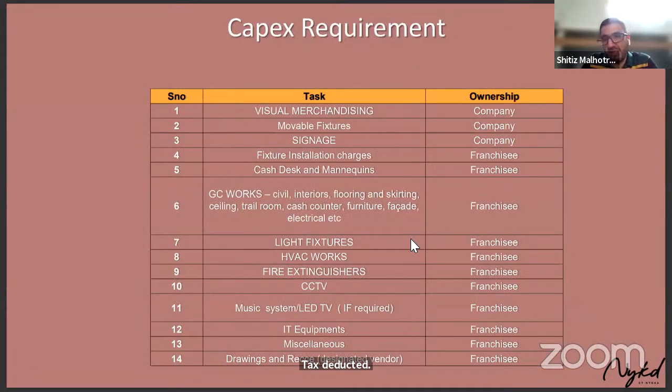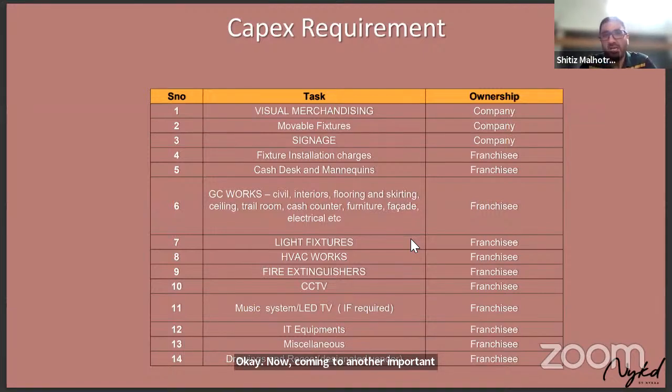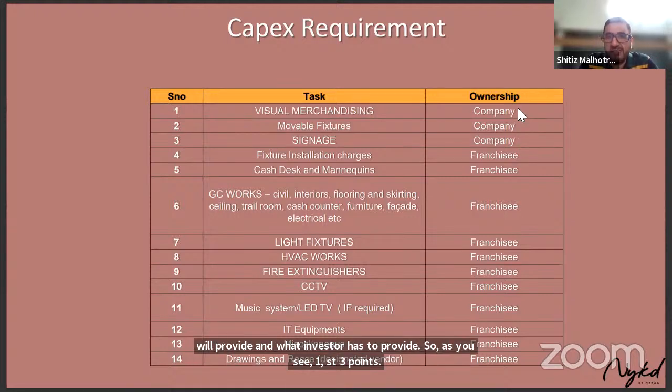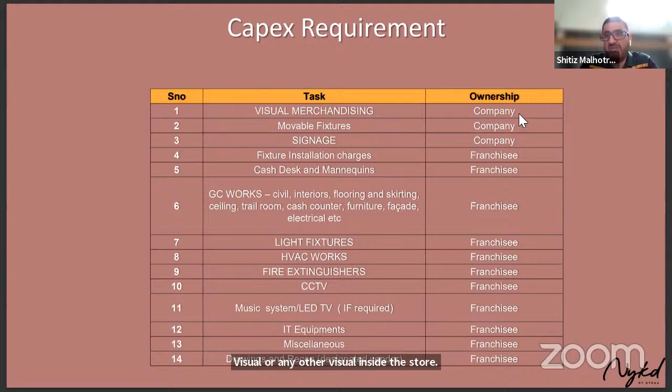Okay, now coming to another important point: what the company will provide and what the investor has to provide. As you see, the first 3 points are visual merchandising. Whatever visuals are required inside the store, whether it is a backlit visual or any other visual, any movable fixture inside the store, and the brand signage, will be provided by the company, and we are not going to charge you anything for this.